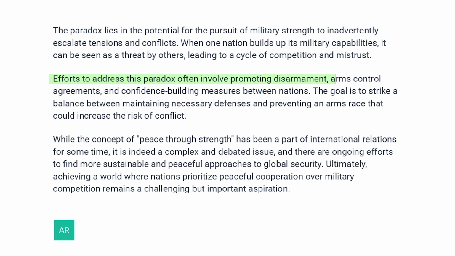Efforts to address this paradox often involve promoting disarmament, arms control agreements, and confidence-building measures between nations. The goal is to strike a balance between maintaining necessary defenses and preventing an arms race that could increase the risk of conflict. While the concept of peace through strength has been a part of international relations for some time, it is indeed a complex and debated issue, and there are ongoing efforts to find more sustainable and peaceful approaches to global security. Ultimately, achieving a world where nations prioritize peaceful cooperation over military competition remains a challenging but important aspiration.